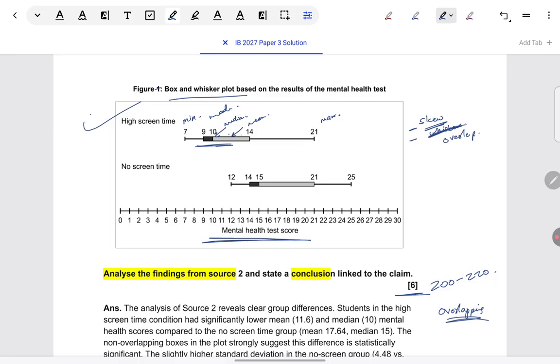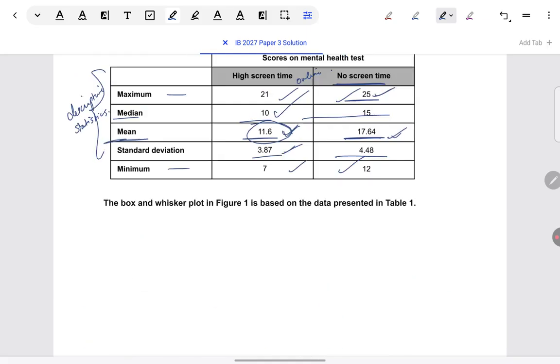So use the table to look at precise values. That is what I'll recommend. But then when it comes to analyzing the skew of the data set, like is it right or left skewed, please read that on the box and whisker. You can make it out from the table also.